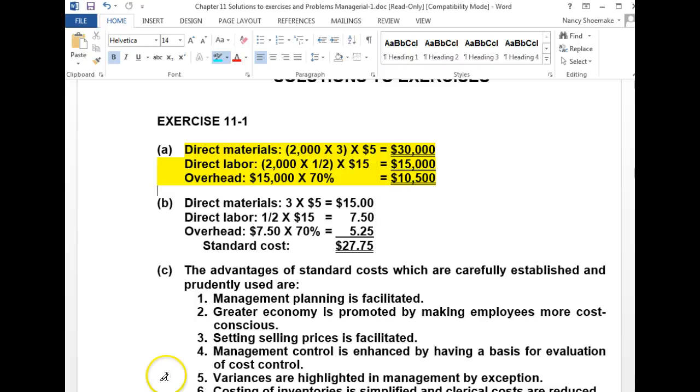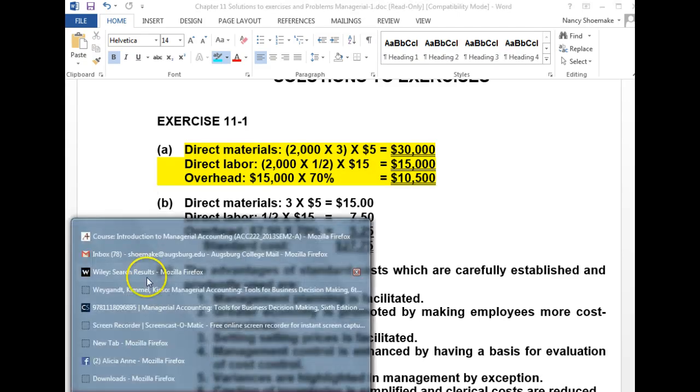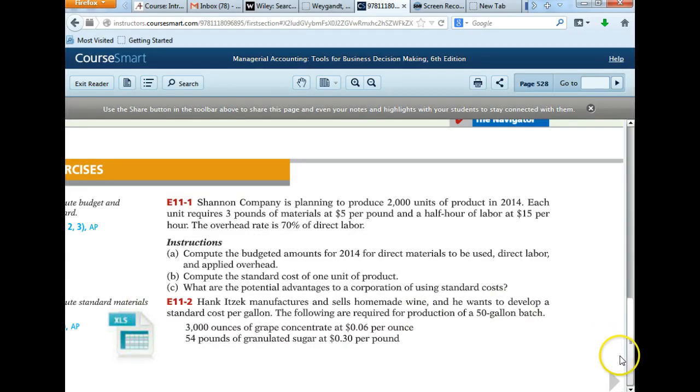Okay? Now, next. Hank Itzik manufactures and sells homemade wine, and he wants to develop a standard cost per gallon. The following are required for production of a 50-gallon batch. For a 50-gallon batch, 3,000 ounces of grape concentrate at 6 cents per ounce, and 54 pounds of granulated sugar at 30 cents per pound.